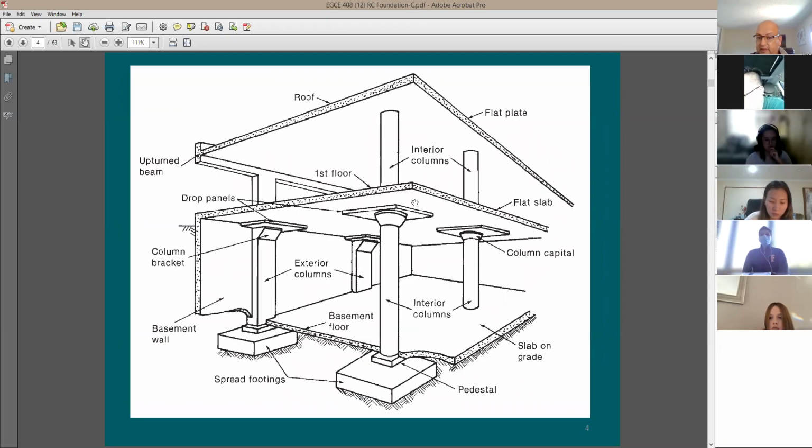Here's another model, like a 3D picture of a building. Again, this building is supported by columns, and the columns are going to be taking the load all the way down to the footing. You can call it a spread footing. And then the footing is going to pass the pressure to the soil.